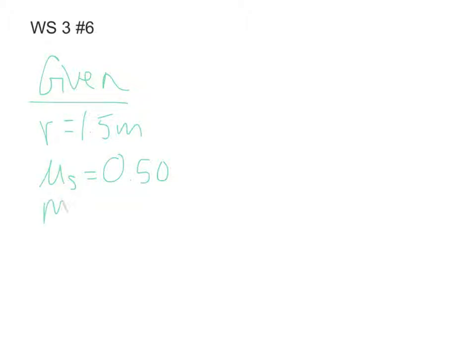It tells us that the radius is 1.5 meters, so given find, you can just write the word given above those values. So the radius is 1.5 meters, the coefficient of static friction, so that's the mu s, is 0.50, and the mass of the person, I think that's what the B's for, the mass of the person is 73 kilograms.